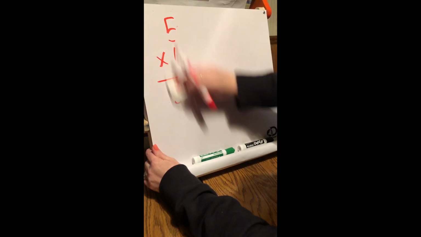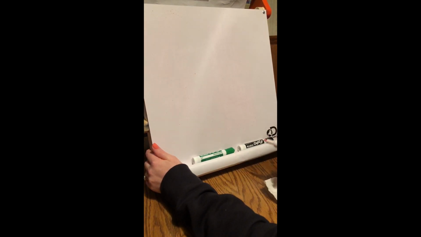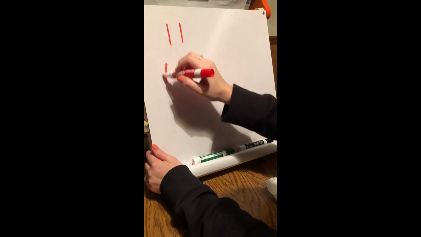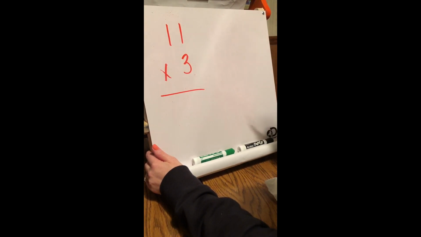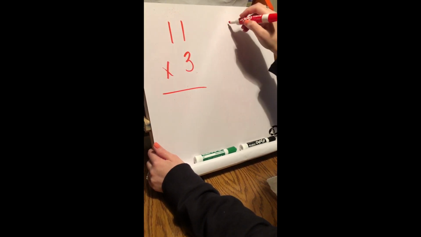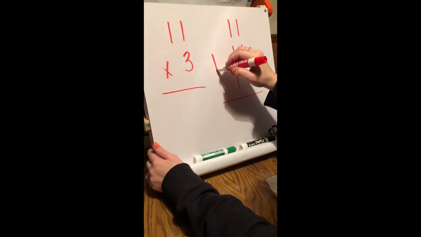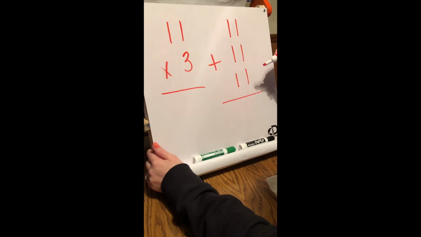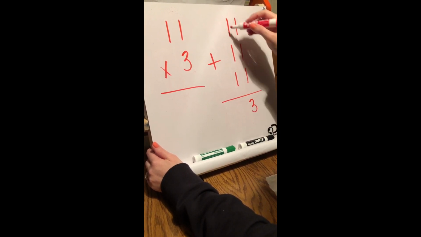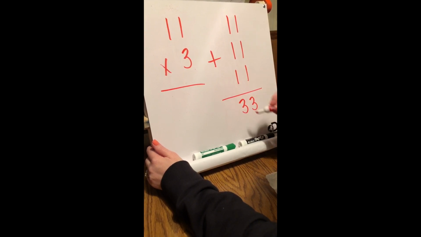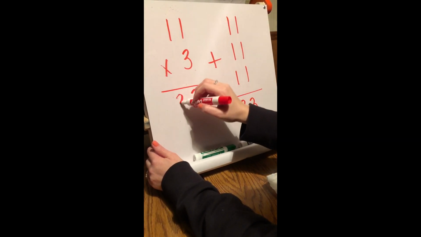At the end of the row, we have 11 times 3. So this one you can really count on one of those other strategies such as repeated addition, where you can do 11 plus 11 plus 11. So you would start in the ones column. 1 plus 1 plus 1 is 3. 1 plus 1 plus 1 is 3. So you know your product is 33.